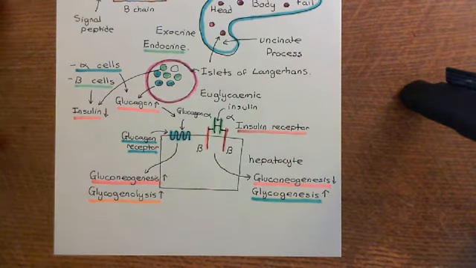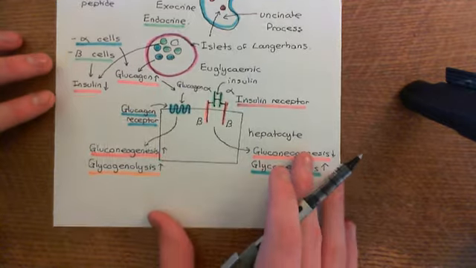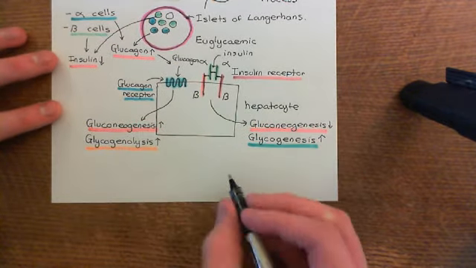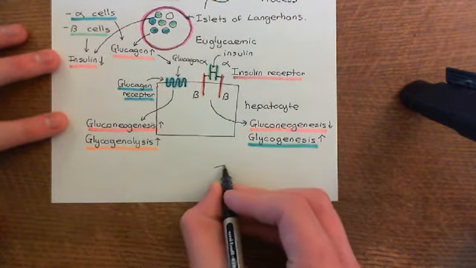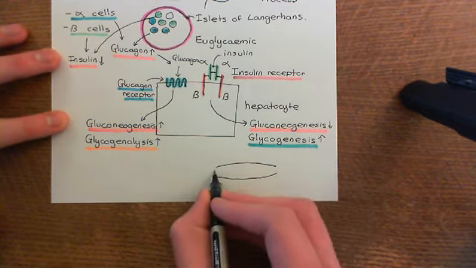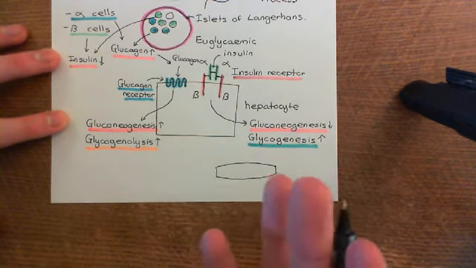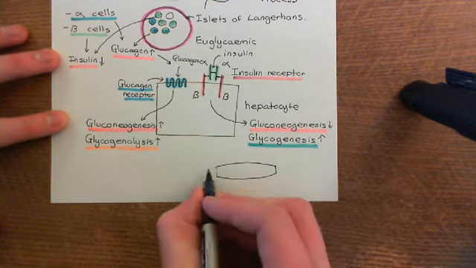Now, just before we move on to the fed state then, what I want to discuss is two little things about the fasted state that I missed off. So this involves other tissues apart from just the liver. The two other tissues that we need to talk about are the skeletal muscle, which I'll put here, which is a major part of your body. A huge amount of your body mass is made up by skeletal muscle.